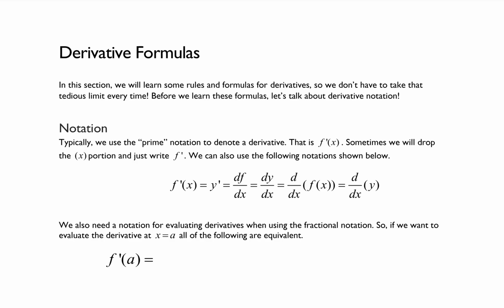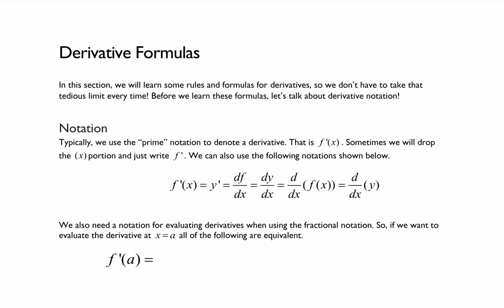Typically, we use the prime notation to denote a derivative, that is f prime of x. Sometimes we will drop the parentheses x portion and just write f prime. We can also use the following notations shown below. So we have f prime of x, which is the same thing as y prime, which is the same thing as df over dx, which is the same thing as dy over dx, which is the same thing as d over dx of f of x, which is equal to d over dx of y.